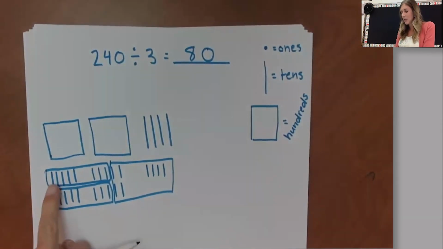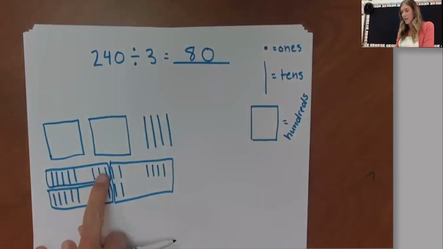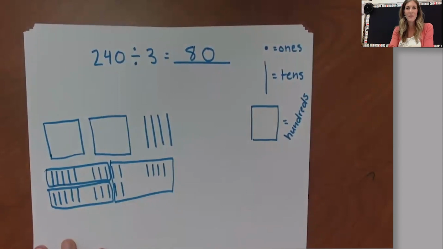We can see that there's 10, 20, 30, 40, 50, 60, 70, 80 in that group, 80 in that group, and 80 in our third group. Very good. So let's look at another problem.